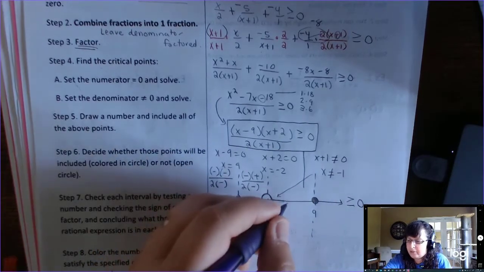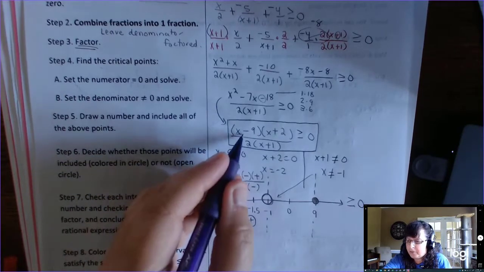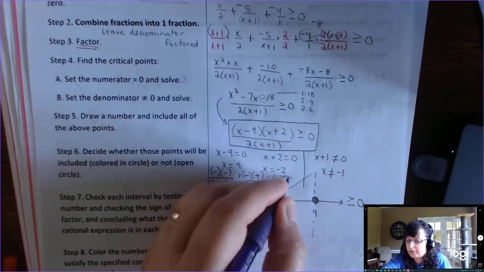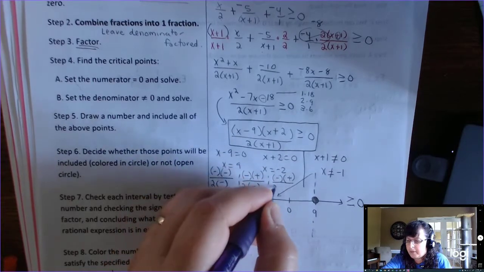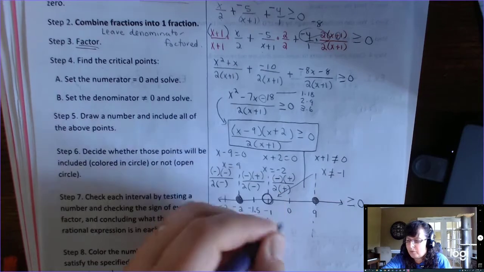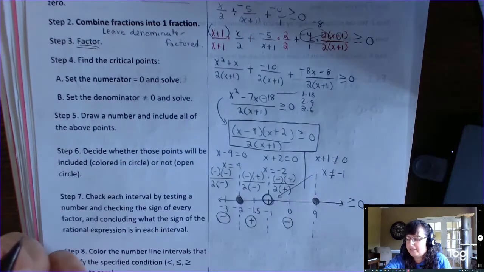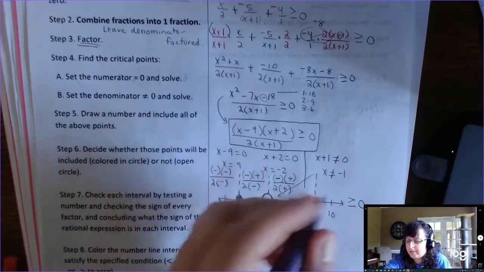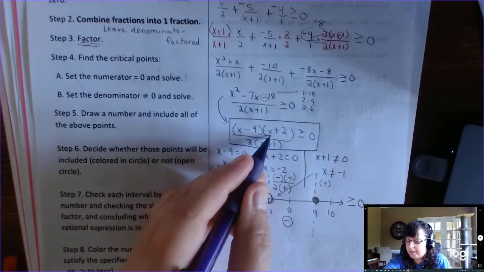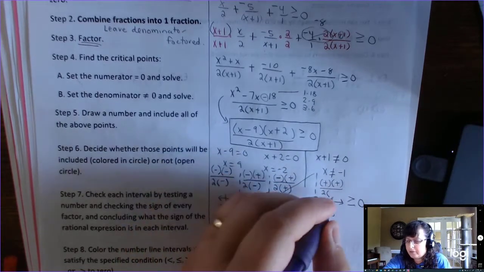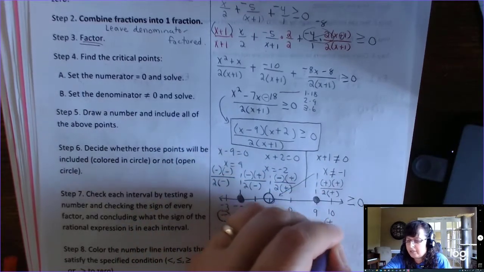Alright, next region we can put 0 in. 0 minus 9 is a negative. 0 plus 2 is a positive. You have a positive 2. 0 plus 1 is a positive. You should have 1 negative, so that whole region is negative. Try 10. 10 minus 9 is a positive. 10 plus 2 is a positive. You have a positive 2, and 10 plus 1 is a positive, so this whole region is positive.